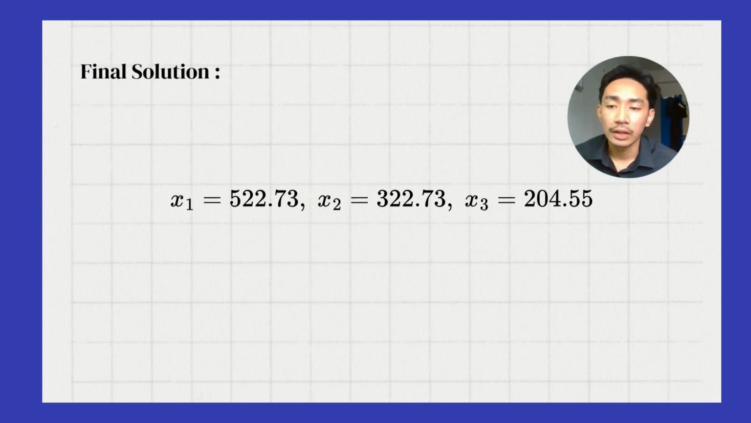And then for the final answer, x1 equal to 522.73, x2 equal to 322.73, and lastly x3 equal to 204.55.